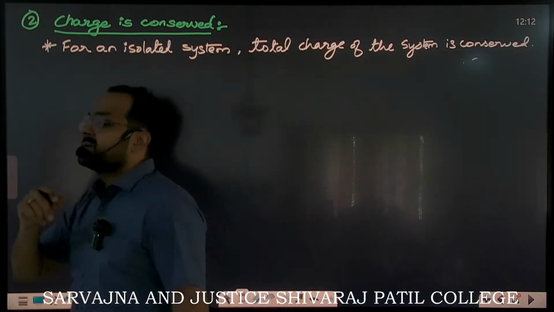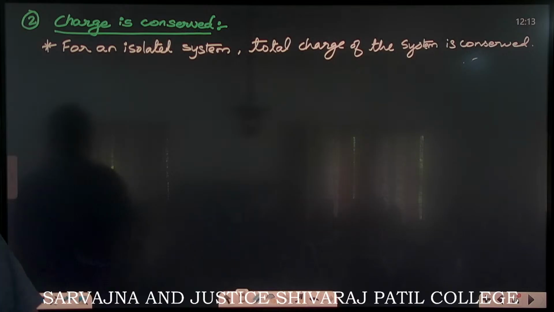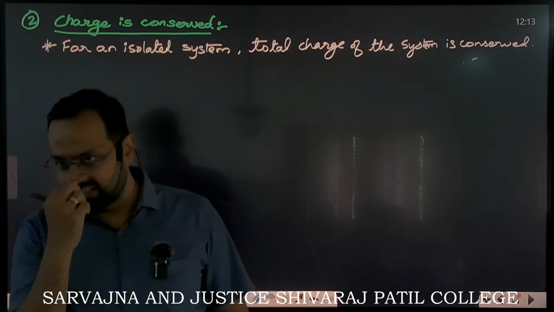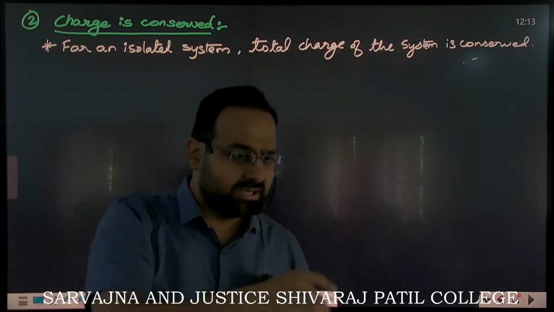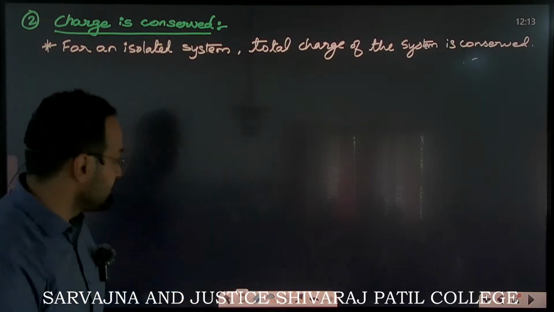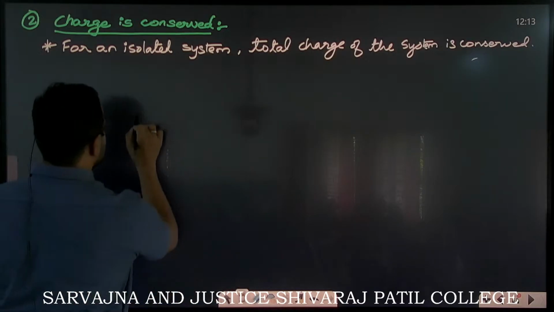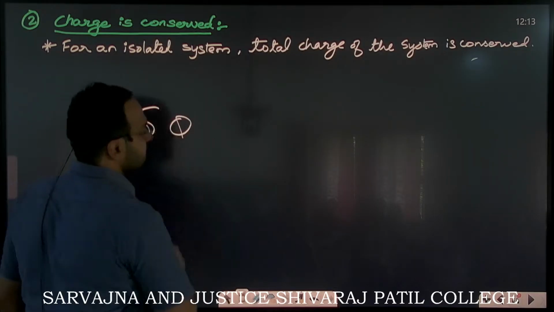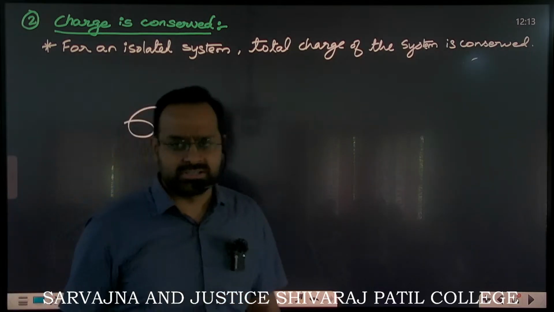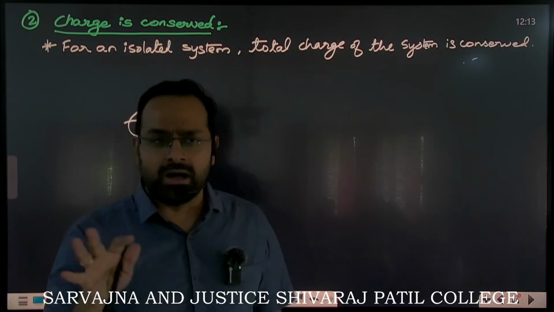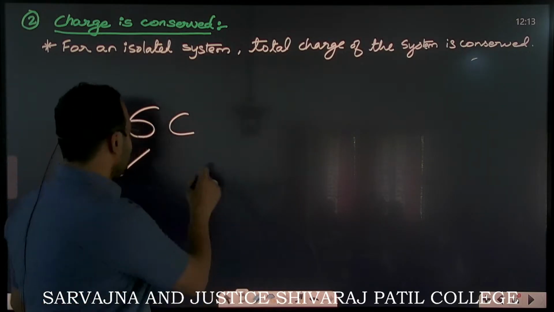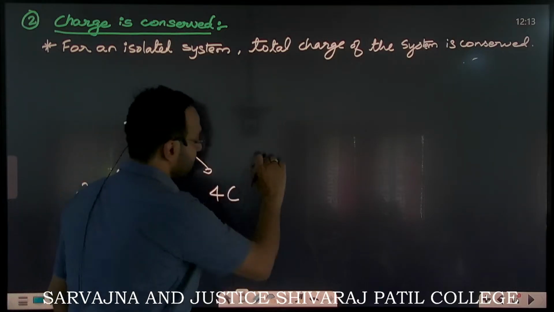Okay, here this is important. Isolated system ಇರಬೇಕು. Isolated system ಇದ್ರೆ the total charge of the system is conserved. Let's say this room is completely isolated from the rest of the world, then the total charge in this room, let's say it is 6 coulomb, of which let's say 2 coulomb is with the boys and remaining 4 coulomb is with girls.